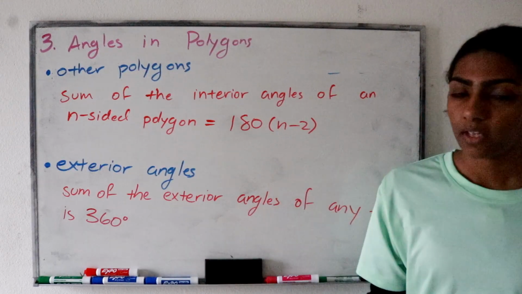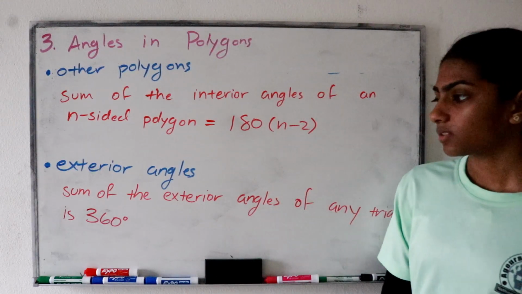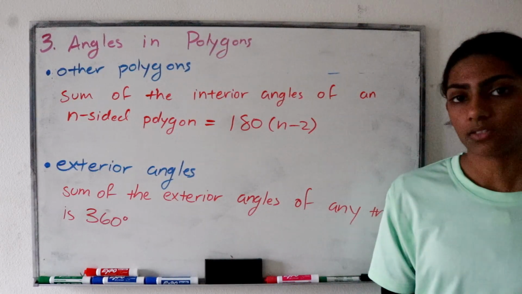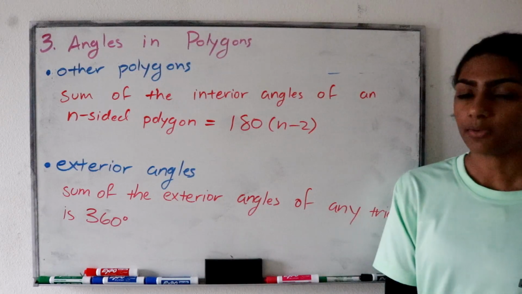So next, let's look at exterior angles. The sum of the exterior angles of any polygon is always going to be 360. That's always going to be the rule, so make sure you remember that when you do your problems.